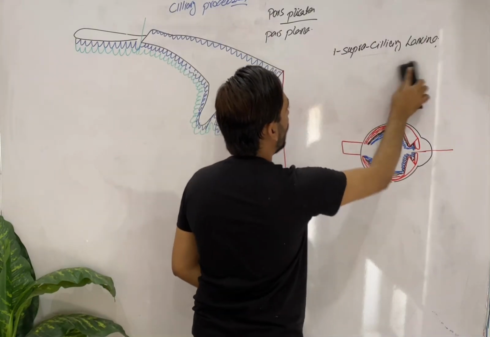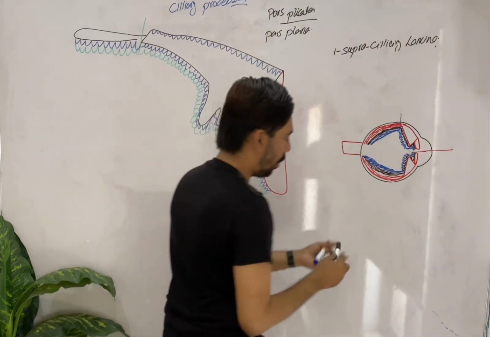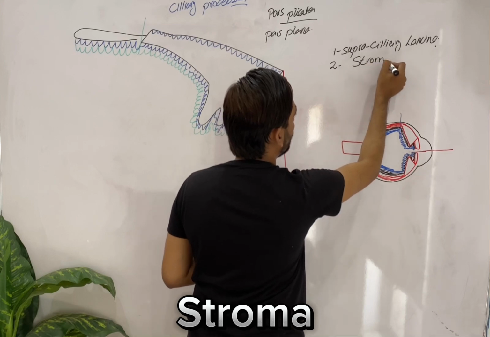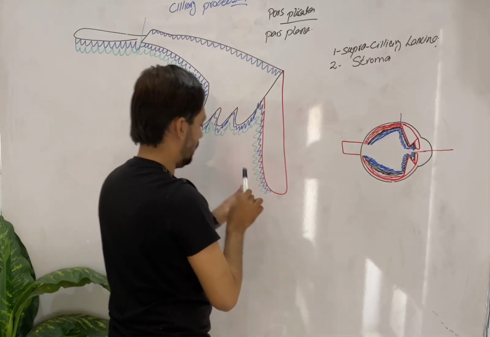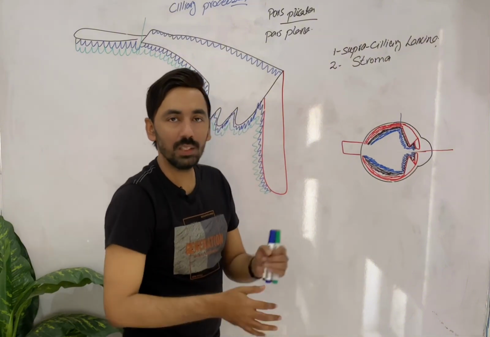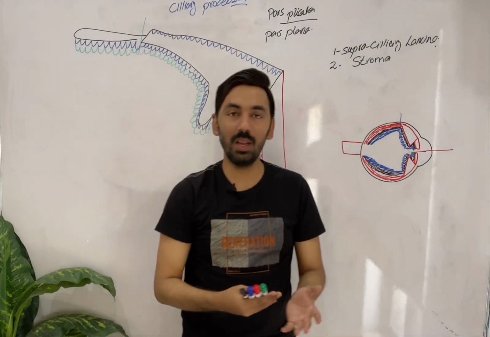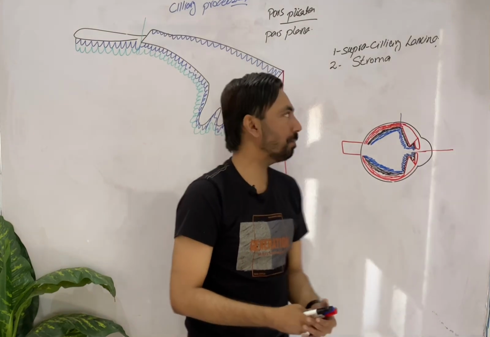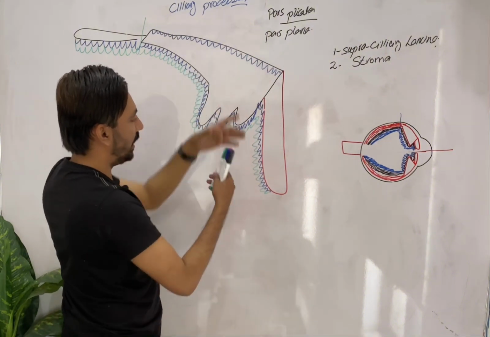And now we will discuss the second layer of the ciliary body, which is called the stroma. Beneath the supraciliary lamina, there is a muscle. This is very important. And what is this muscle about? This muscle is about the production of aqueous humor as well as accommodation, as we discussed in the first half of the video. So in the stroma, beneath the supraciliary lamina, there is a muscle.